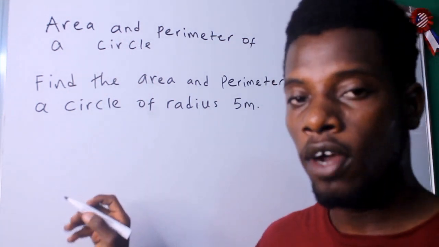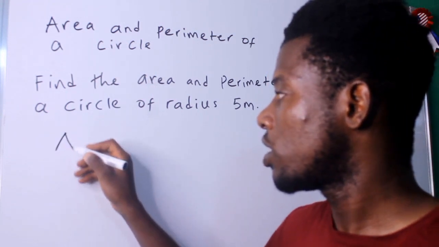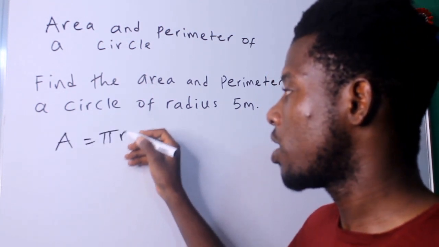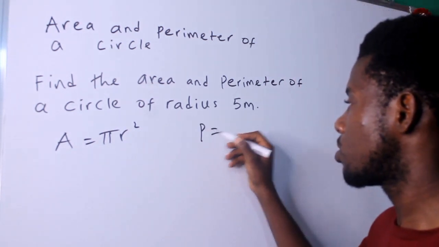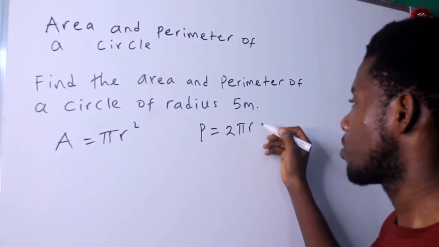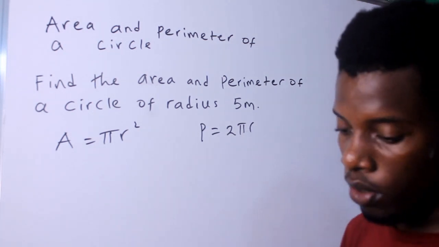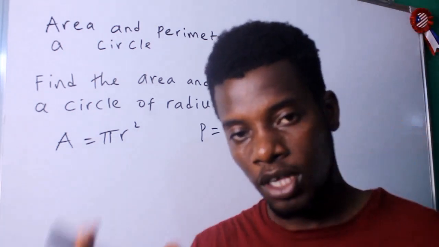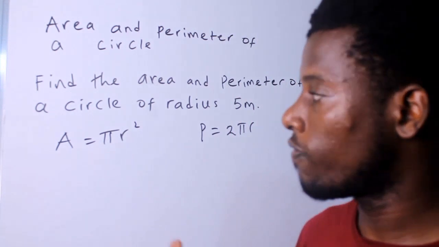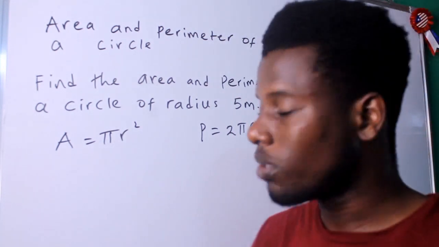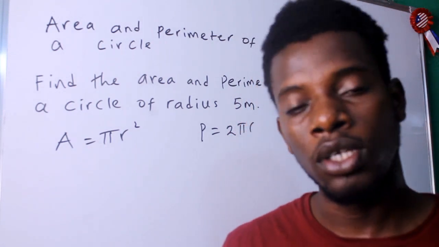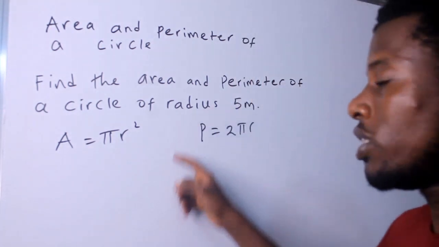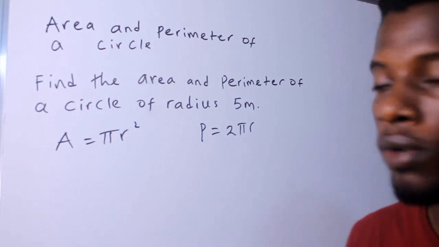Now the formula for finding the area of a circle is A equals pi r squared, and that of the perimeter is P equals 2 pi r. So remember, the area is the total space covered by that geometric figure, in this case a circle. So the total space covered by that circle is called an area, and the area is measured in square units. The perimeter is the distance around the circle.